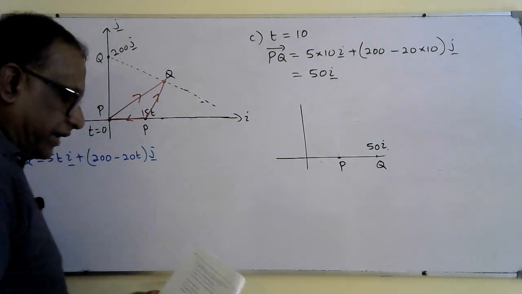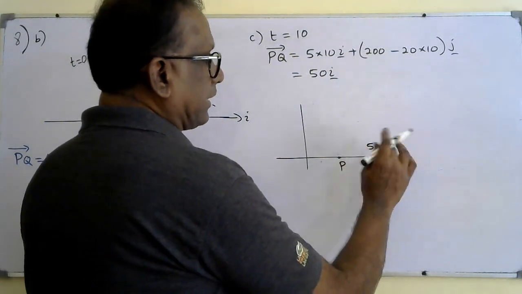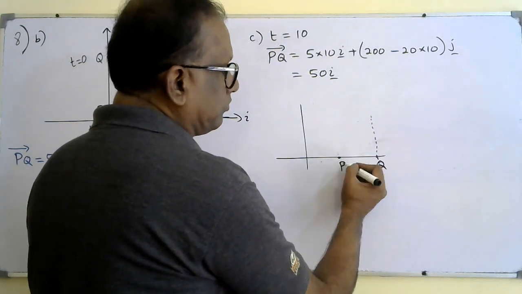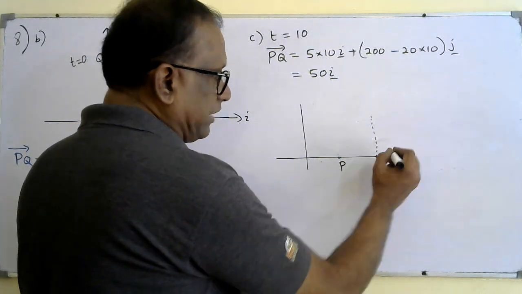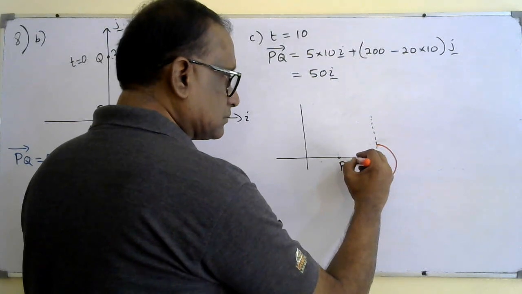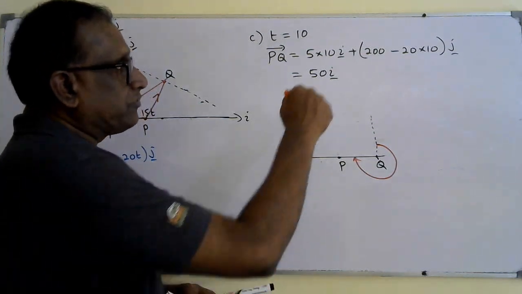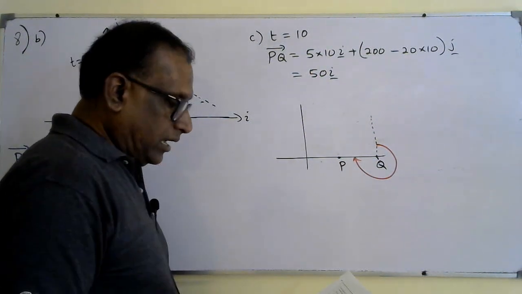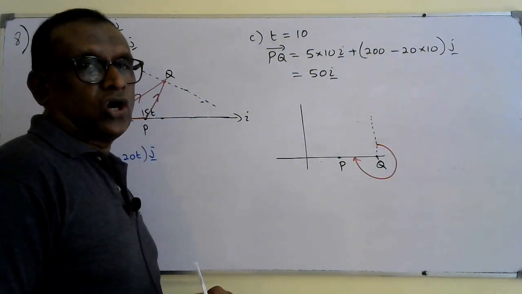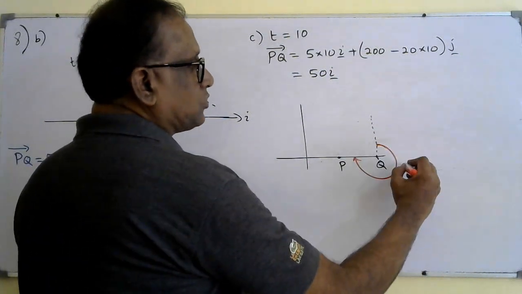The question is, find the bearing of P from Q. So from Q, I need to find the bearing of P, which means I need to measure this angle from north. PQ becomes a horizontal line along the y-axis because we got 50i. Bearing is always measured from north in the clockwise direction. So from north, if I measure the angle, it should be this angle. So this is 270 degrees.